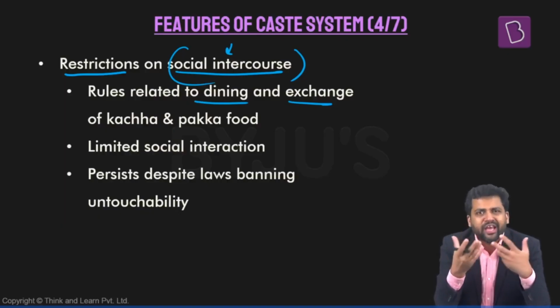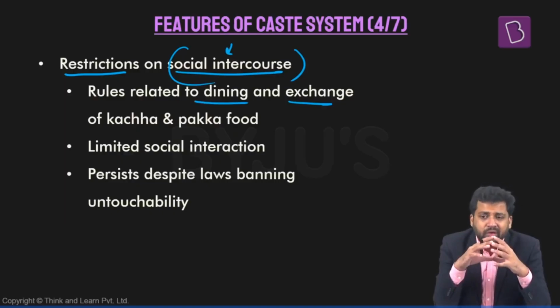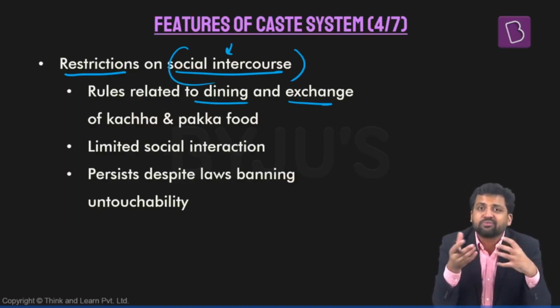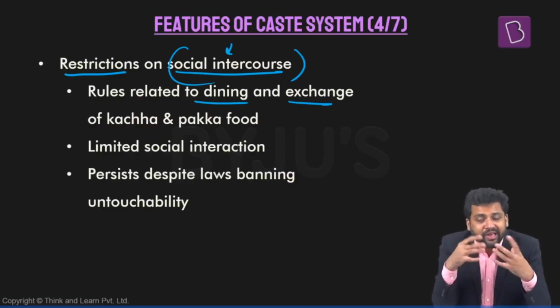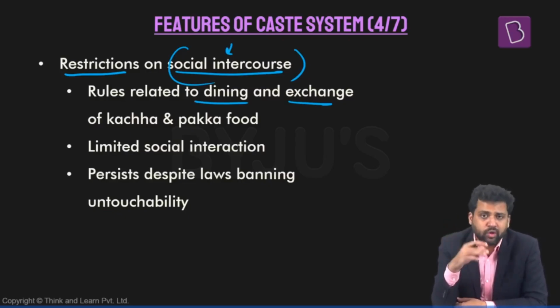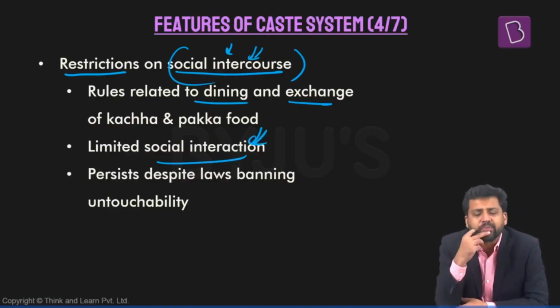Apart from that, when it comes to exchanging of food, different kinds of restrictions are there. Whether the upper caste members will take food from the lower caste members or not. If they will take, what kind of food they can take. They cannot take all kinds of food from members who are considered to be lower caste. So multiple kinds of rules and regulations are there when it comes to social intercourse. So it leads to limited social interaction.